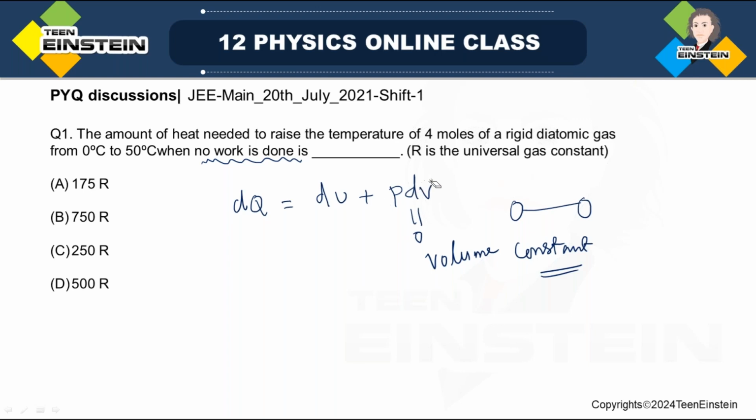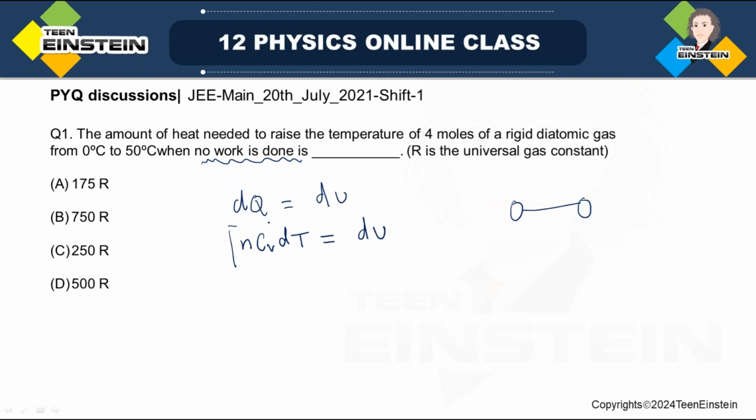So we can see from here that dq is equal to du when v is constant. So in case of constant volume process, we can write for n mole gas n cv dt, okay, is equal to du. This is what we can write. Actually, this is the amount of heat required. Okay, this is the amount of heat required. All right. So n cv dt, which is nothing but the internal energy, okay, change in the internal energy.